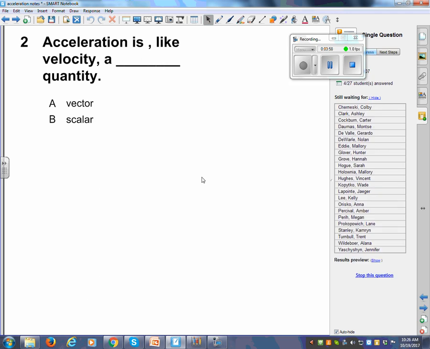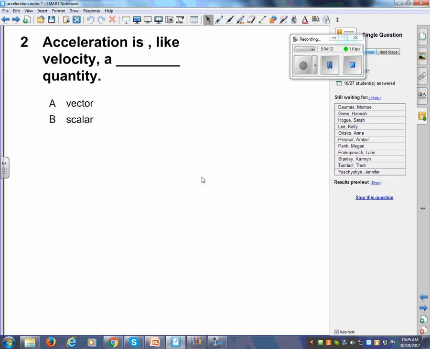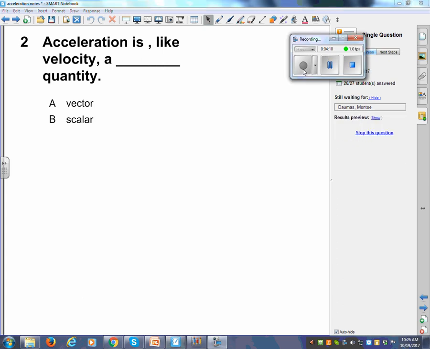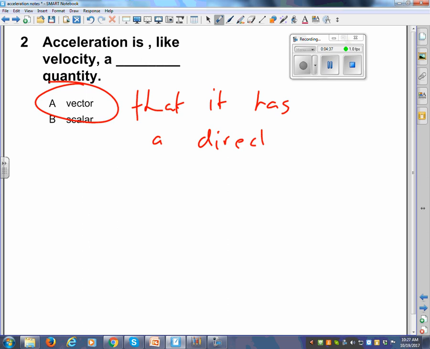So acceleration is, like velocity, a what kind of quantity? Is it vector or scalar? Well, you should know that velocity is a what? Vector or scalar. So what about acceleration? Because it says it's the same. Velocity is a vector, and so is acceleration. And if it's a vector, that means that it has a direction. We all need a little direction in life, don't we? It has a direction, which means it's a vector. So that means that acceleration is a vector.